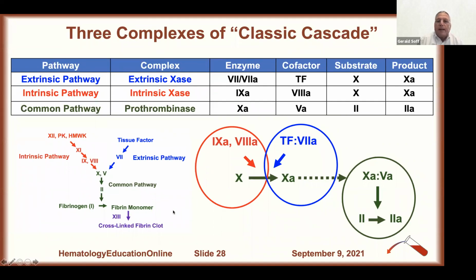So understanding the cell-based mechanisms, the surface complex-based mechanism, helps put this Y-shaped schema into some biological sense. It doesn't fully explain everything, but we're getting there. So again, 3 key complexes you should remember: extrinsic 10-ACE, intrinsic 10-ACE, and the prothrombinase complex.